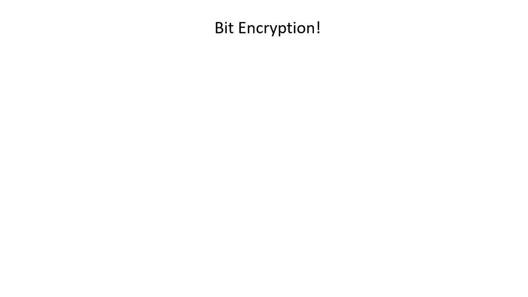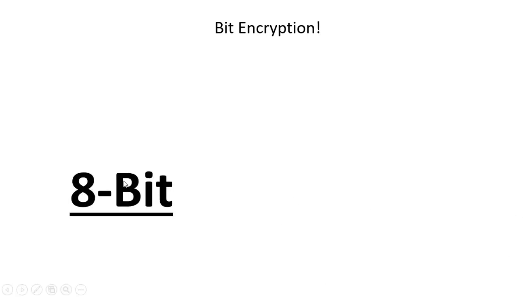Okay, so what I want to look at is bit encryption, which is one kind of encryption. That's the kind I want to focus on right now because it's straightforward for us. We're going to start by looking at what's called an 8-bit encryption. Now, to give you a really quick overview, a bit is a switch in a computer. It's a digital switch. It's either on or it's off. It's either on, which gives it a value of 1, or it's off, which gives it a value of 0. So each bit can have one of two values, either 0 or 1.